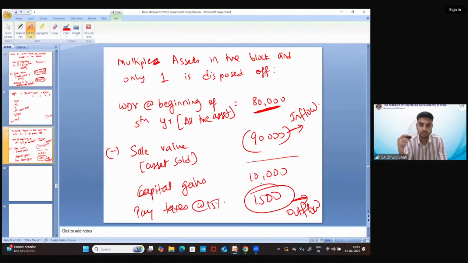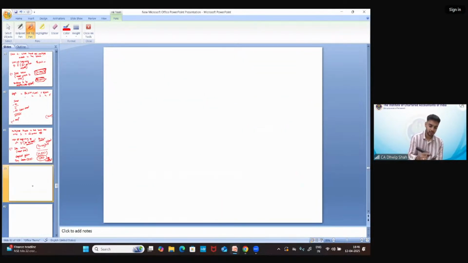Now, second part, when there are again multiple assets in the block and only one asset is disposed of. Again, WDV is 80,000, but the sale value of the asset that is getting disposed of is 90,000. I got some good deal in the market. So सब asset का मिला के WDV was 80,000 and I sold one asset at 90,000. So can I say negative 10,000 आ जाएगा balance? So negative 10,000. There is no balance left for depreciation. In fact, you have gained in this deal. So there would be no depreciation. Instead, there would be capital gains. Okay? And you have to pay taxes on that capital gains. Clear? So this is all about special adjustment number 3, capital gains and capital loss.